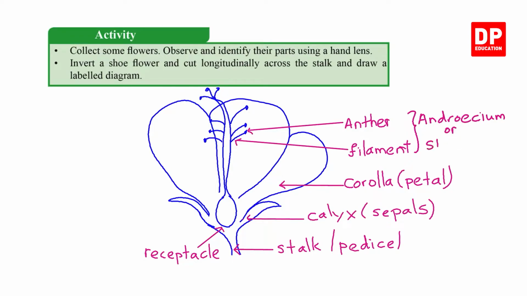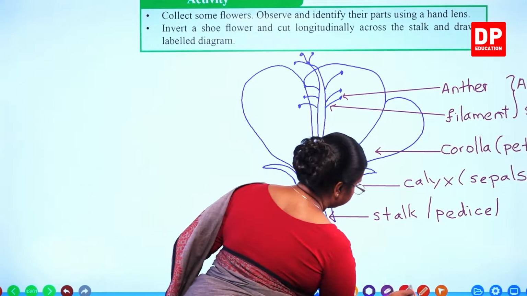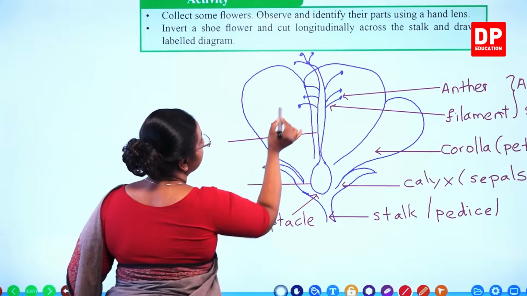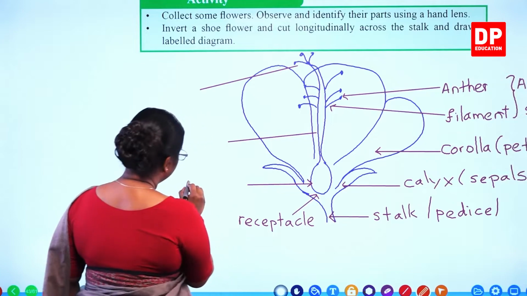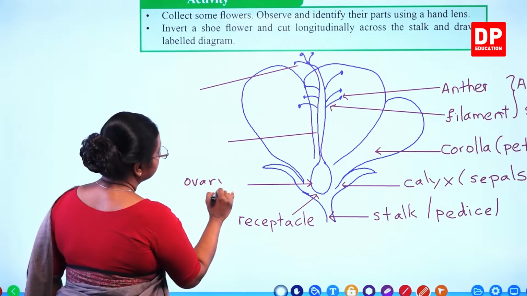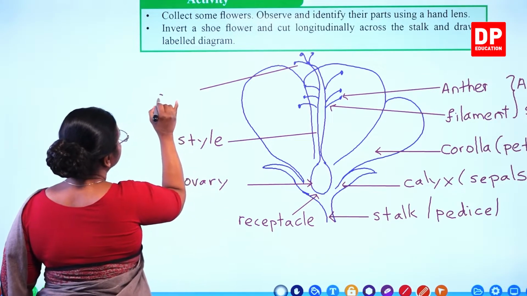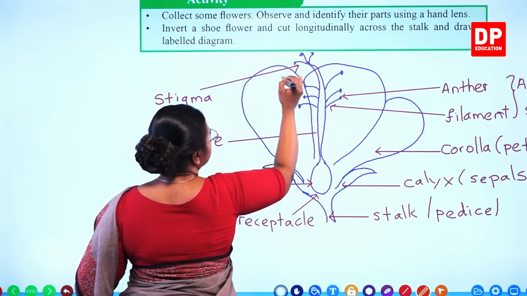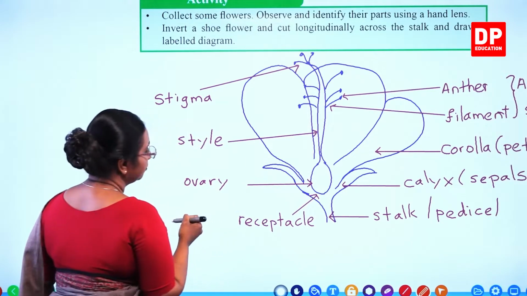Or stamen. Another name, stamen. Then on this side, what do we have? Here we have the ovary, then we have the style, and here we have the stigma. This part is the stigma, the tip there, then here is the style, and this is the ovary.